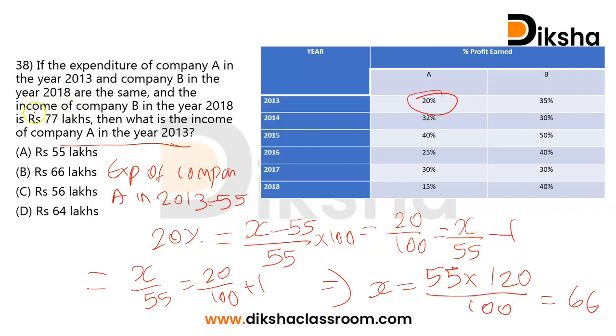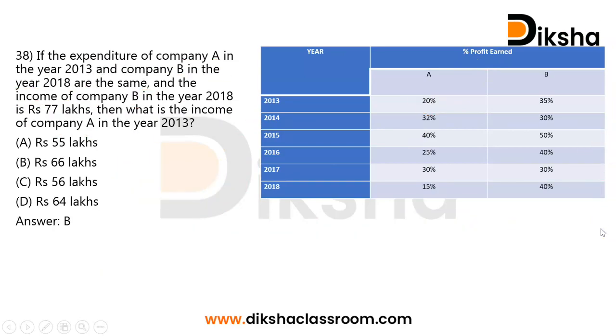Finally, they have given the income of company B in the year 2017 as 77. Using this income of company B, we find the expenditure of company B in the year 2018. We got it as 55, and it's given that the expenditure of company B in 2018 is the same as the expenditure of company A in 2013, from which we get the income of 2013. So we get 66 as the answer. Option B is the correct answer for this question.